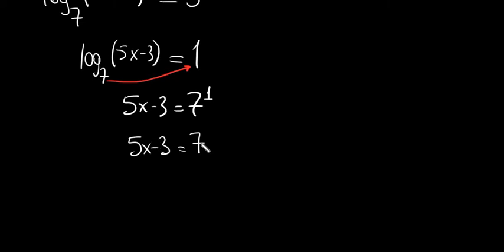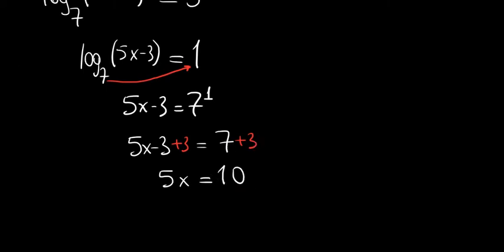And then I can add 3 to both sides because I want to get x here. Okay, so I want to get x here. First of all, I need to get rid of negative 3, and then I'm going to get rid of 5. So first I'm going to add 3 to both sides. Then I will have 5x on the left because negative 3 plus 3 is going to be 0. 5x is going to be 7 plus 3, 10.